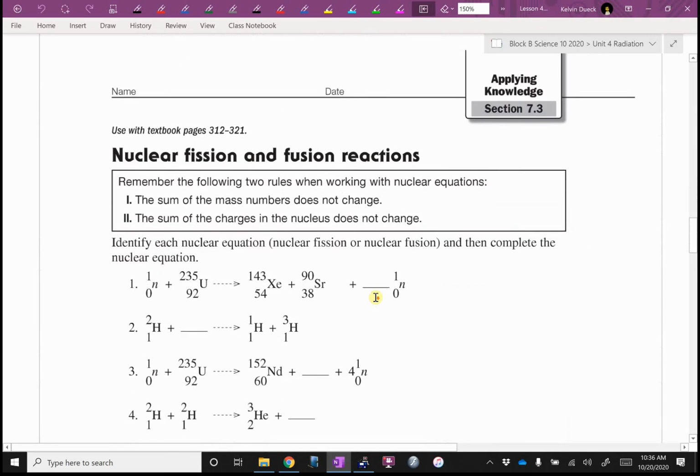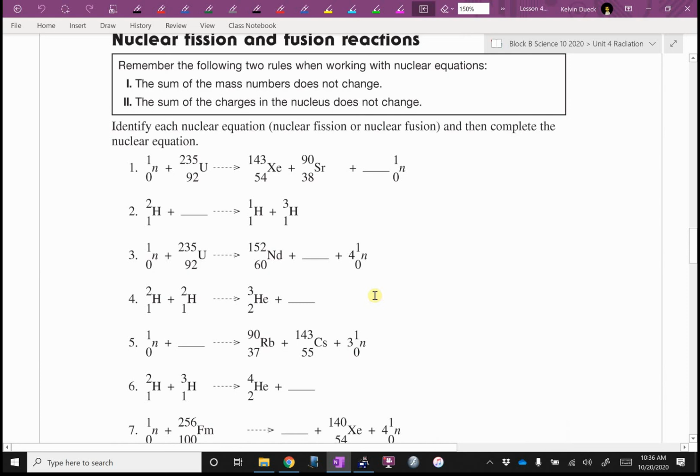Turn the page over. Here is balancing some equations. Some of these are fusion, some of these are fission. Oren, I need you to be quiet, please.